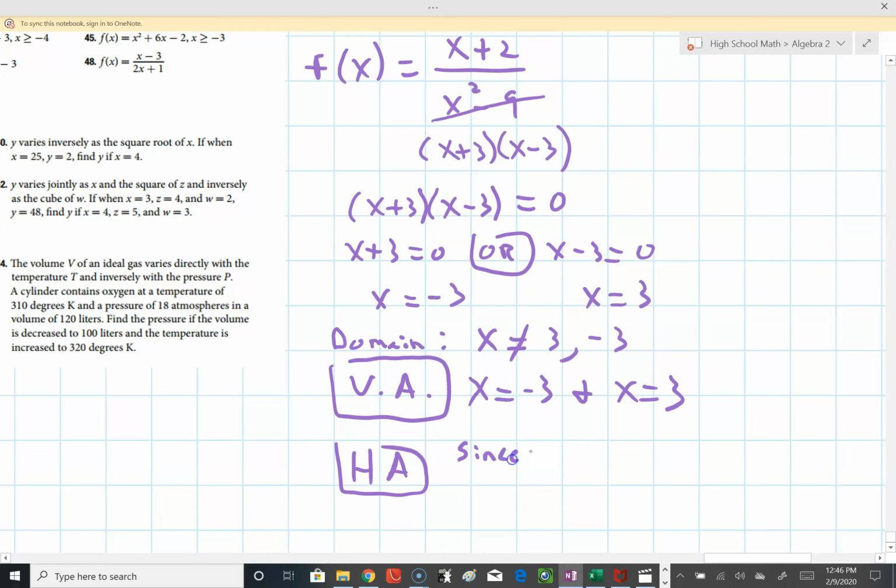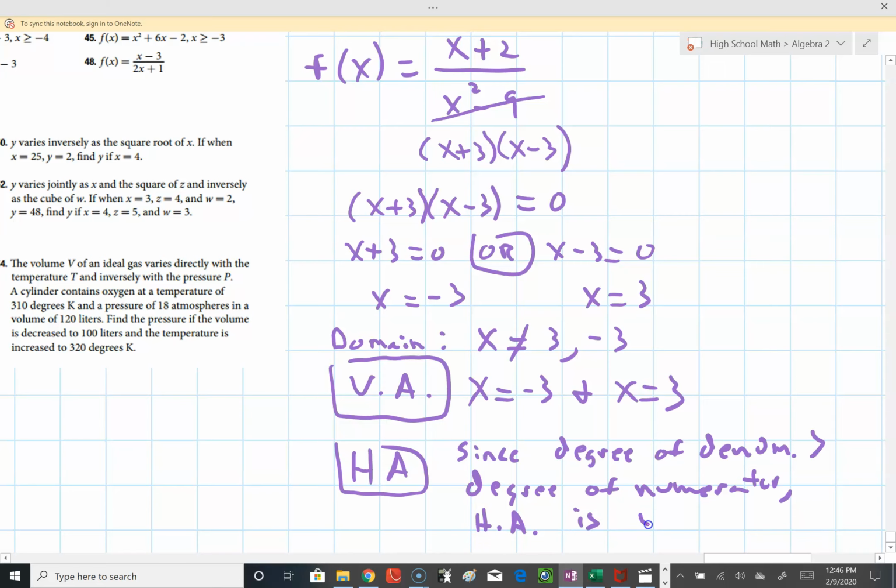Since degree of denominator greater than degree of numerator, the horizontal asymptote is the x-axis, which is the line y equals 0.